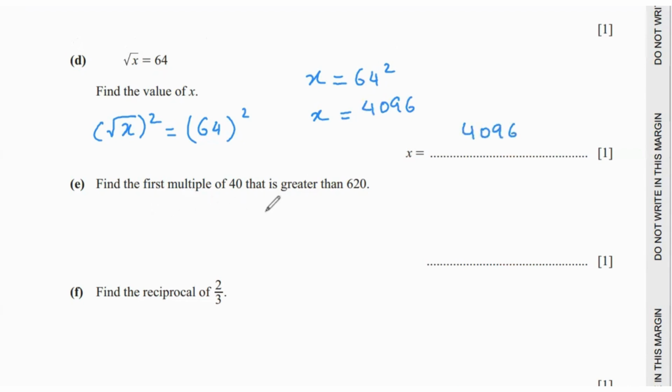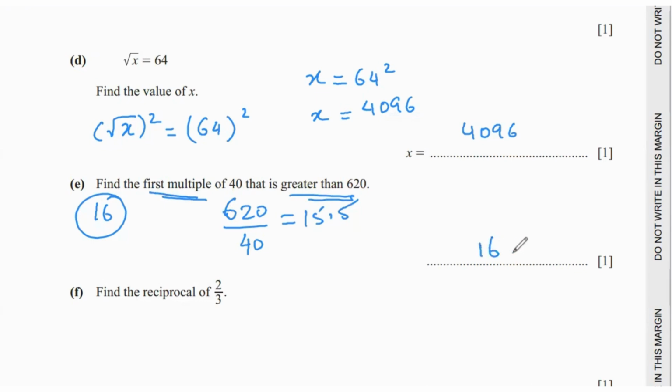Let's just find the first multiple of 40 that is greater than 620. What you do is you divide 620 by 40. And that basically gives us 15.5. So for a multiple that's greater than 620, just go with 16. So 40 times 16, that's 640. 40 times 17 would be 680. Now that is a multiple that's greater than 620, but that's not the first multiple that is greater than 620. Hence, 16 is your answer.